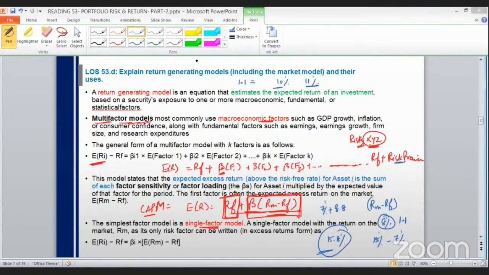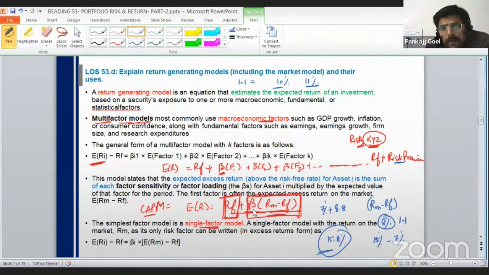So basically, the beta is for a particular stock, which is multiplied with the market return. Kyunki maine nikala tha sensitivity kitni hai. क्योंकि मुझे जो एक्सपेक्टेड रिटर्न निकालनी है वो तो एक स्टॉक की निकालनी है, एक सिक्योरिटी की निकालनी है, तो मुझे रिस्क प्रीमियम तो उस सिक्योरिटी का चाहिए ना. उस सिक्योरिटी का रिस्क प्रीमियम निकालने के लिए मैंने पहले मार्केट रिस्क प्रीमियम निकाला. लेकिन मुझे तो स्टॉक रिस्क प्रीमियम चाहिए. So if I multiply the market risk premium with its sensitivity factor, what it will give me is the stock risk premium.